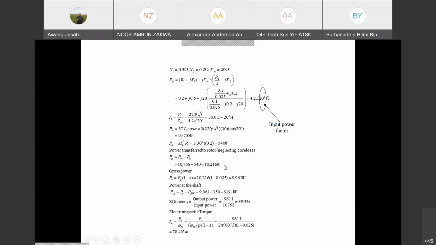10,216 watt. This is the PAG. Then from PAG, you can find the gross mechanical power, PM. PM equal to (1 - S) PAG.